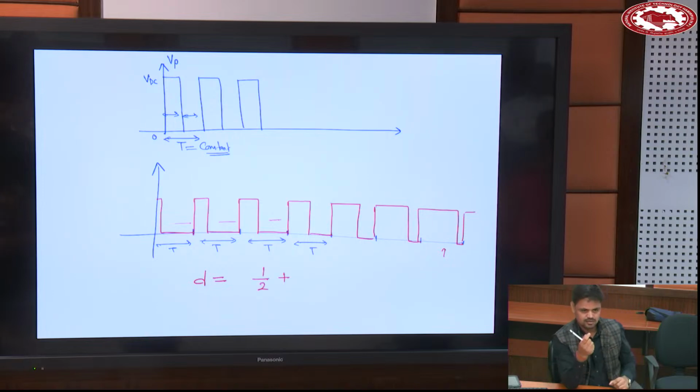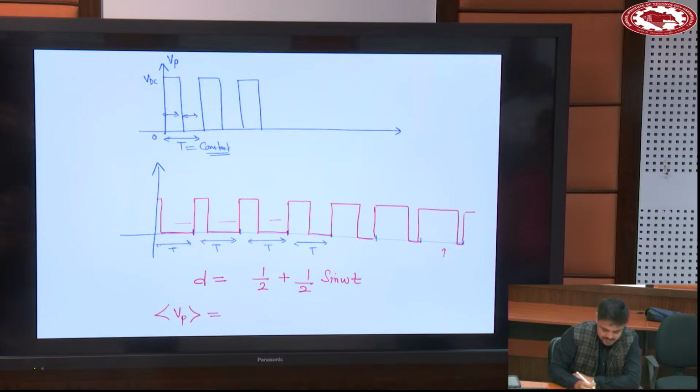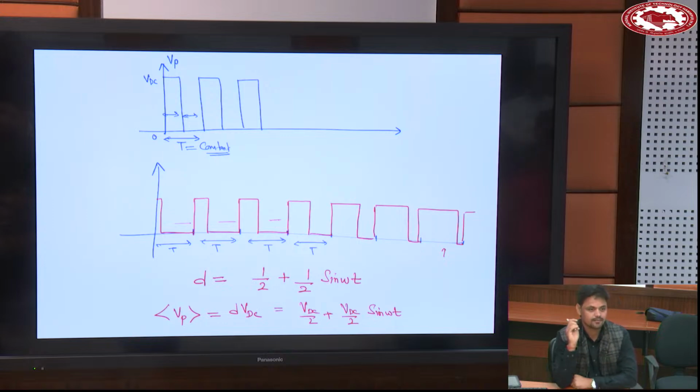You know that duty can have a value between 0 to 1. So if I choose D carefully, D will be between 0 to 1, and you find out this VP average. This is what? So this average value will be VDC by 2 plus VDC by 2 sin omega t.